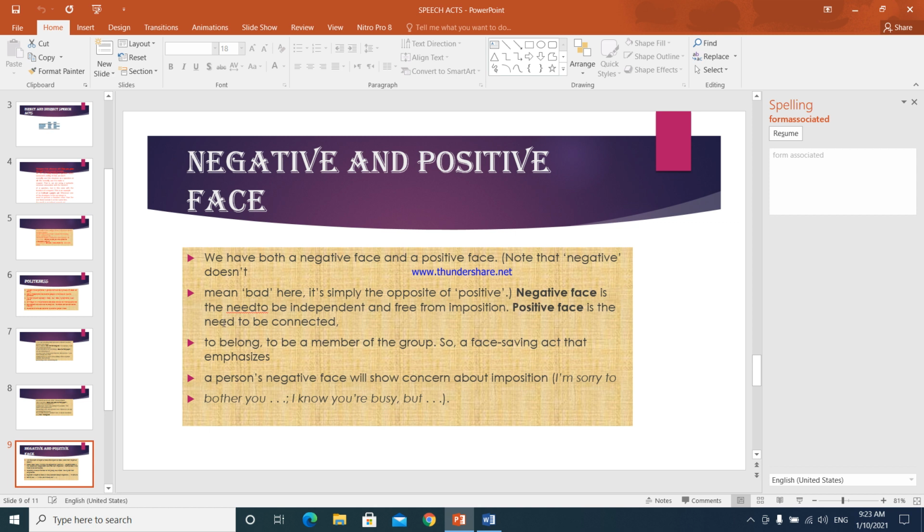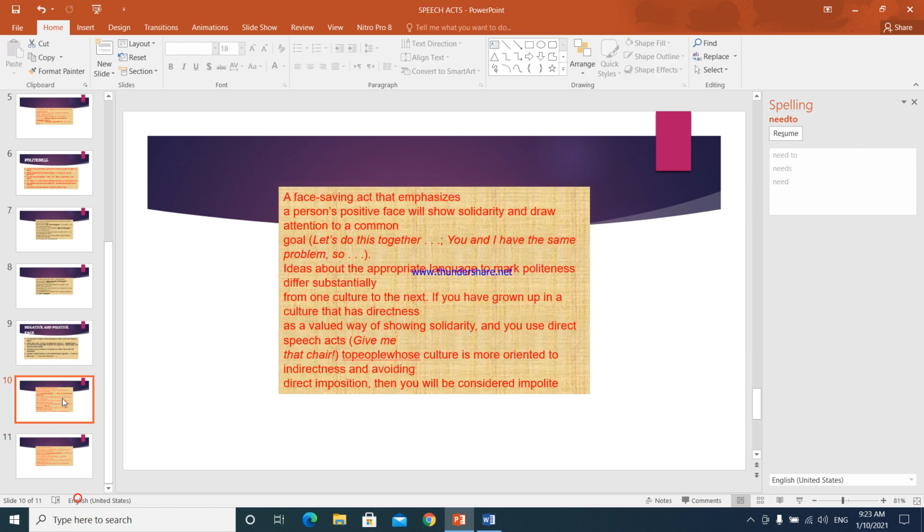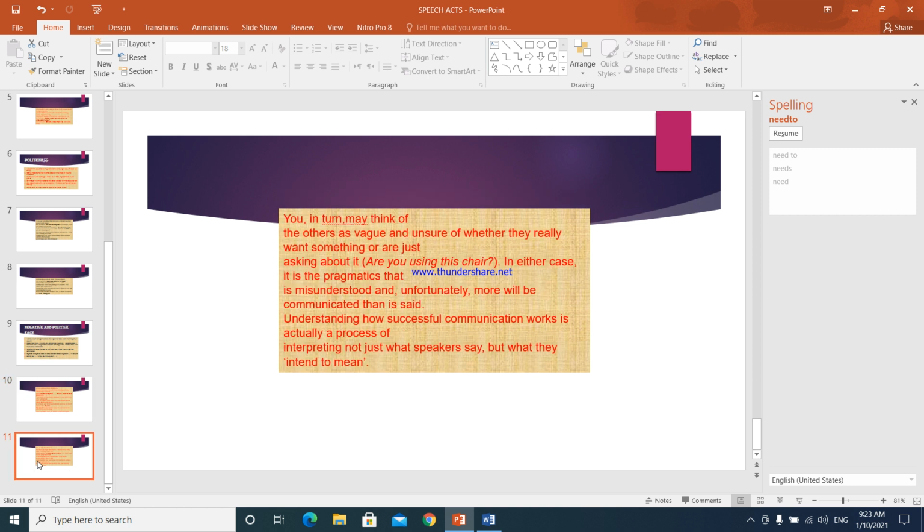So negative face is the need to be independent and free from imposition. Positive face is the need to be connected, to belong, to be a member of the group. So a face-saving act that emphasizes a person's negative face will show concern about imposition. I think the idea is clear now about face and face saving or face threatening.